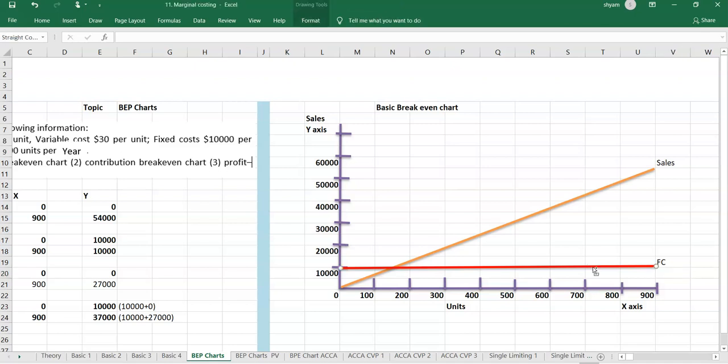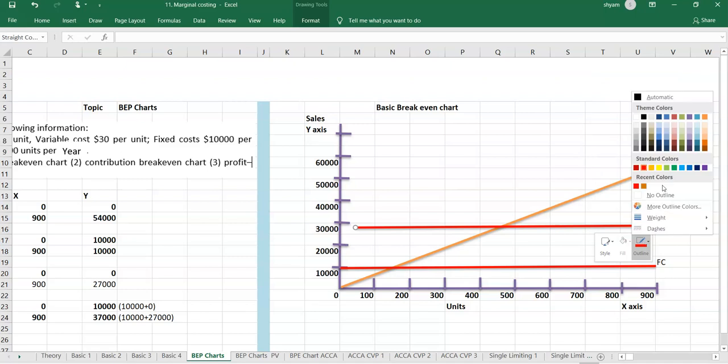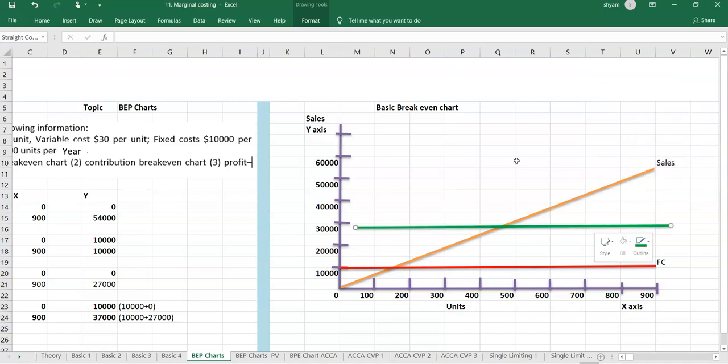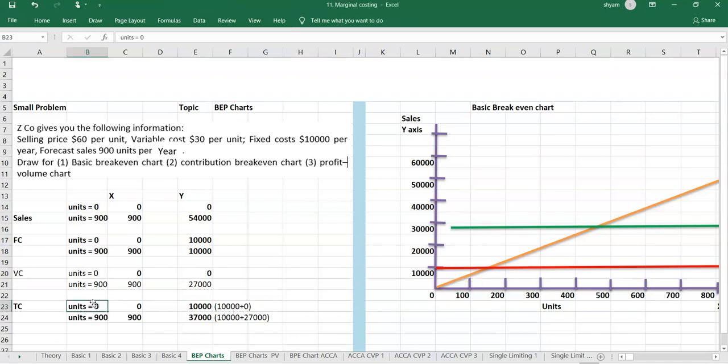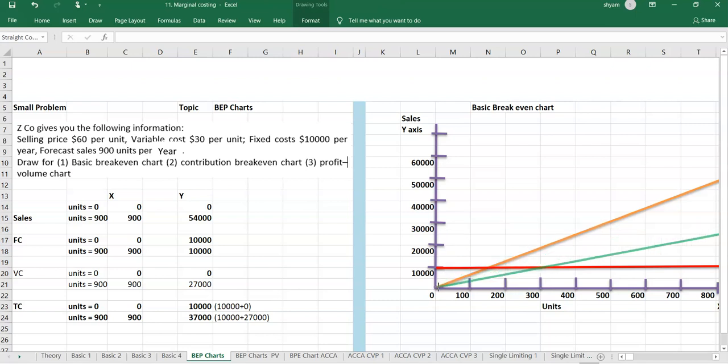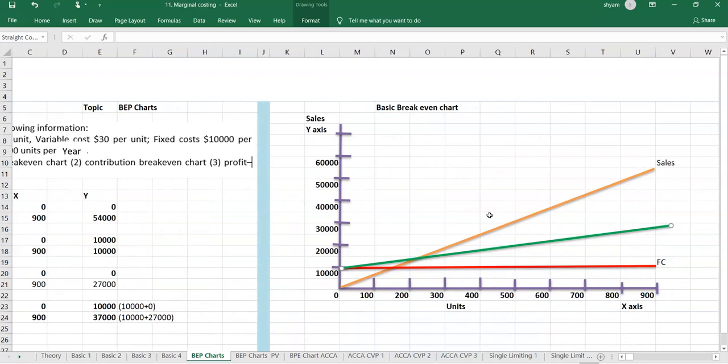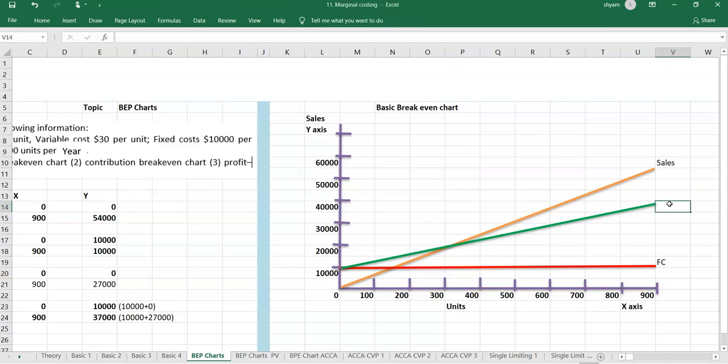That's done. We have one more line and we'll put it as green. So when you are producing 0 units, you incur a cost of 10,000. So your starting is here. And when you produce 900 units, your cost is 37,000. So this is 40, so 37 would represent somewhere a little bit lower than this. Okay, so this is your total cost.